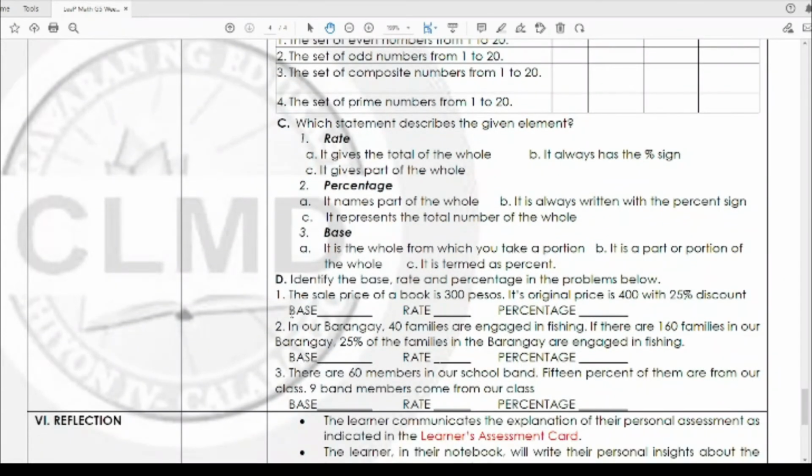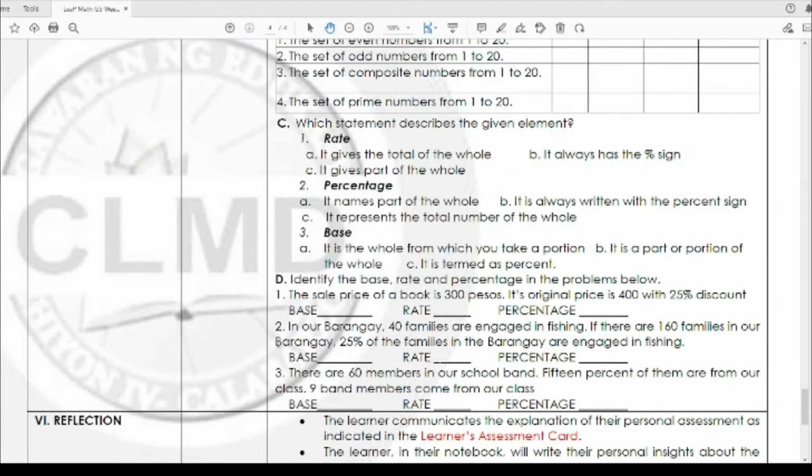Okay, let's move on with letter D. Identify the base, rate, and percentage in the problems below. Number 1, the sale price of a book is 300 pesos. Its original price is 400 with a 25% discount. Okay, what is our base? What is our rate and percentage? You will write your answer in this given space.